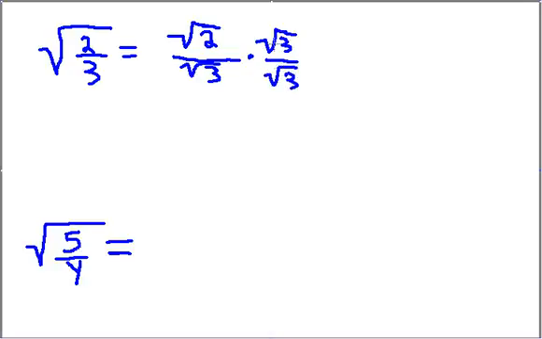Once again, what is radical 3 over radical 3 going to be the same thing as? It's going to be the same thing as 1, because anything divided by itself, with the exception of 0, anything divided by itself is always 1.